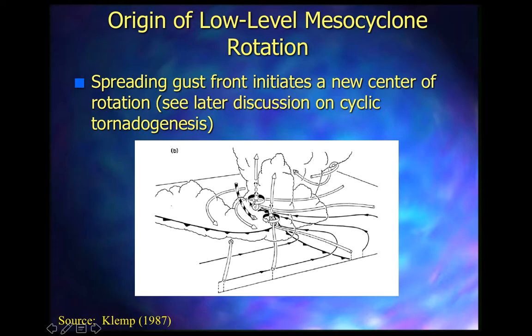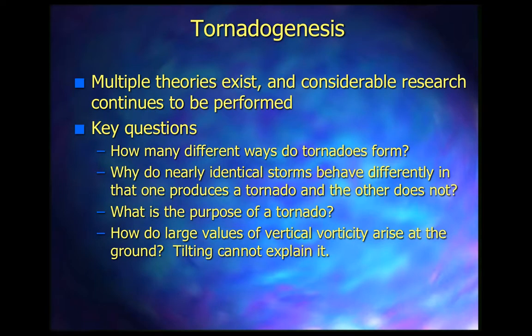This is what we looked at before. Here's the occluding updraft here. It's still rotating, but the gust front, due to the rear flank downdraft, is pushed out ahead. This new convergence center out here, due to tilting again of low-level vorticity, creates a new mesocyclone. So it's a cyclic effect that we'll look at again.